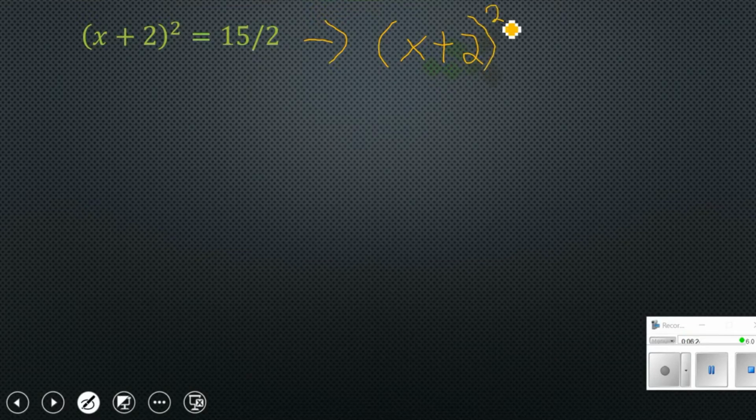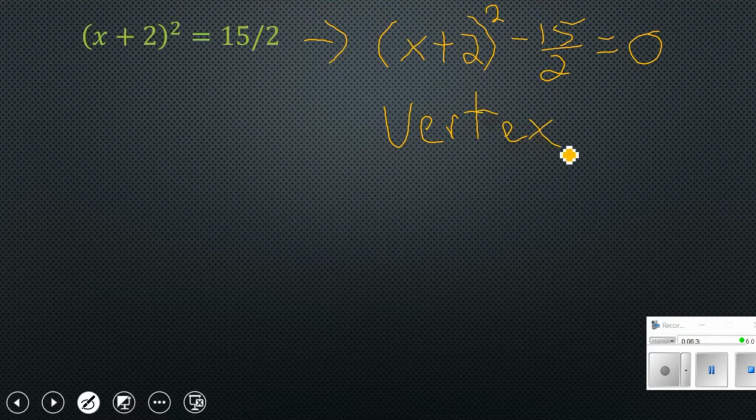So notice if I now subtract my 15/2 back over here and set it equal to 0, now I have a quadratic equation in vertex form. So that's one of the benefits of completing the square. You see this happen with equations of circles. Now, just on a note here, how do we identify the vertex? Remember, this is left 2 from the origin, and this is down 15/2. So this would be our vertex. And now we can just look at the equation and identify the vertex.